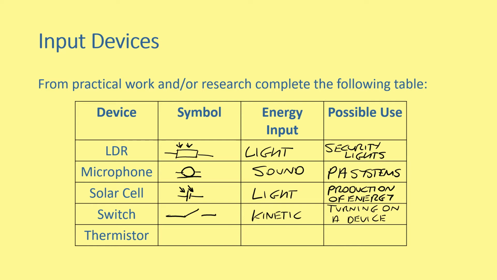A thermistor is our temperature dependent resistor. So we start off with our resistor, and to show it's a thermistor, we have a line. Sometimes we have a little t here as well. Energy input there is heat, and thermistors are used very commonly within thermostats.